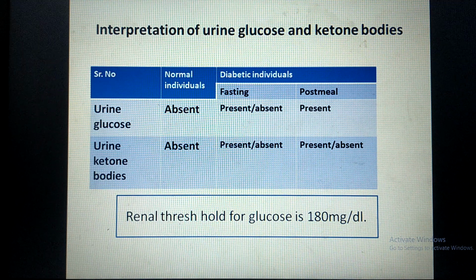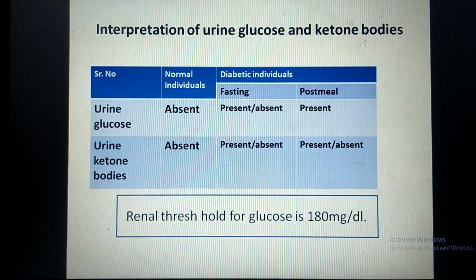But in case of type 2 diabetes, if the blood glucose level is very high, more than 500 milligram per deciliter, generally this patient of type 2 diabetes mellitus also shows presence of ketone bodies in the urine. So this is about the interpretation of blood glucose, urine glucose and ketone bodies. Thank you very much.